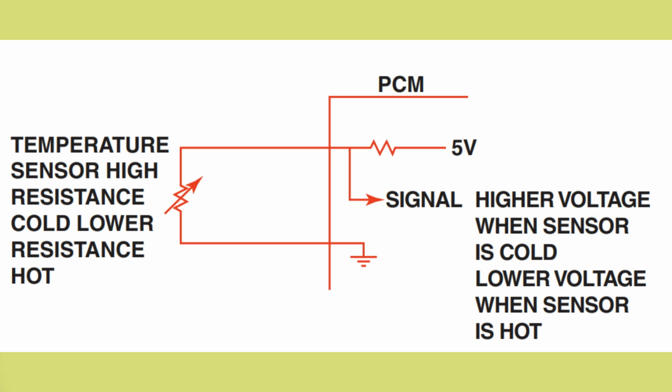However, when the temperature increases, the sensor becomes more electrically conductive and takes more of the 5 volts to the ground, resulting in a lower signal voltage as the sensor warms.